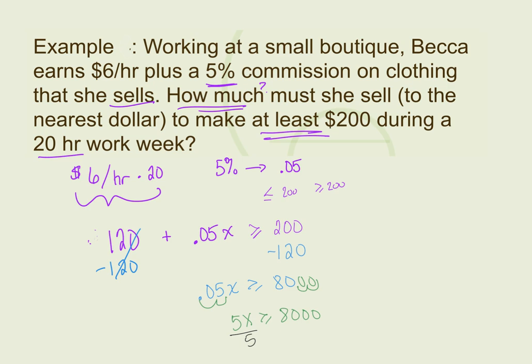And then you can just divide that. So when you divide, you're going to see that she has to sell a certain amount of clothing in order to make that much. She must sell at least $1,600 in clothing in order to make at least $200 in her work week.